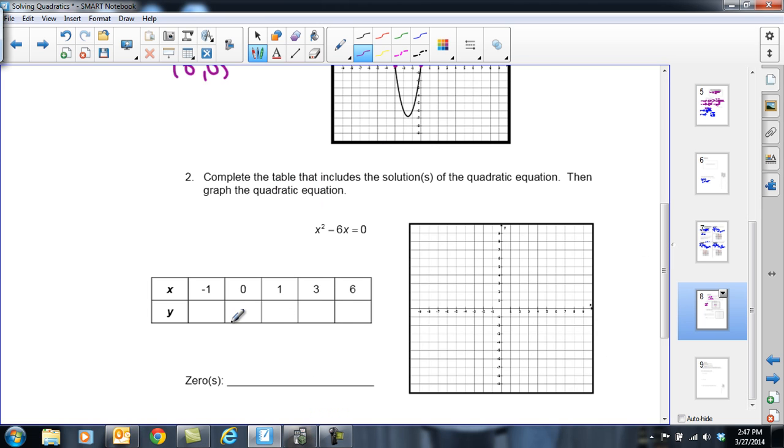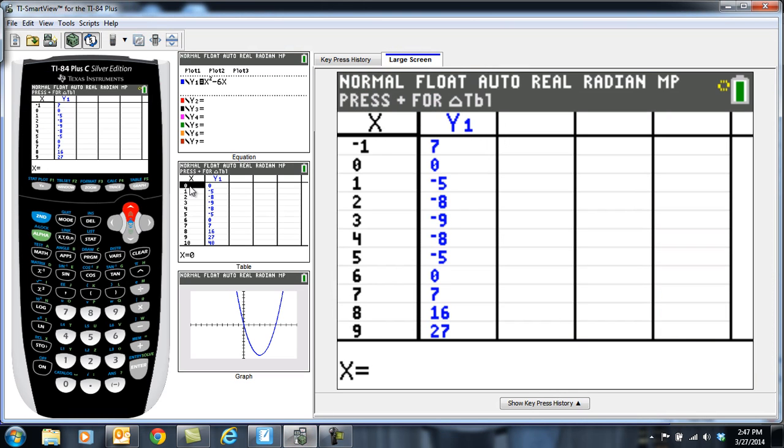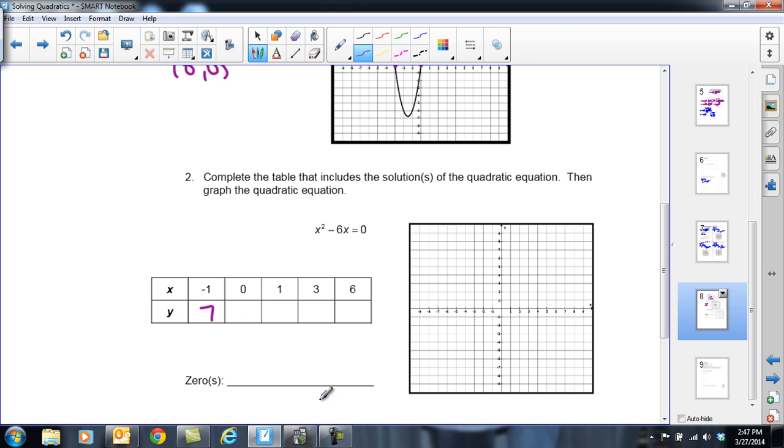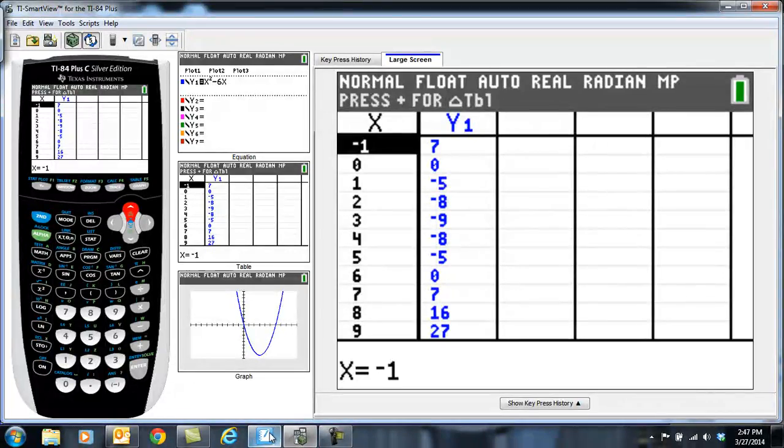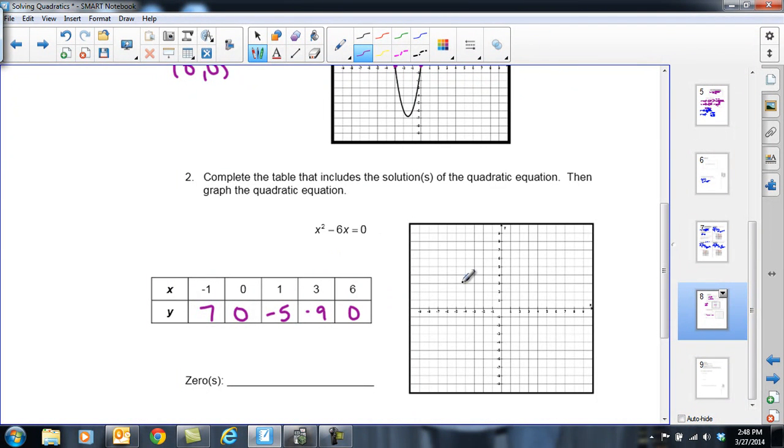So we're going to fill in the values that we had on our calculator. And so at negative 1, it tells me that y equals 7. At 0, it's 0. At 1, it's negative 5. At 3, it's negative 9. And at 6, it's 0 again. And so now I'm going to plot these points on my graph so that I can make a parabola. So I have negative 1 and 7, 0, 0, 1 and negative 5, 3 and negative 9, and then 6 and 0. And it doesn't make a full parabola, but I can pretty much guess about what it's going to look like, so I can sketch my graph.